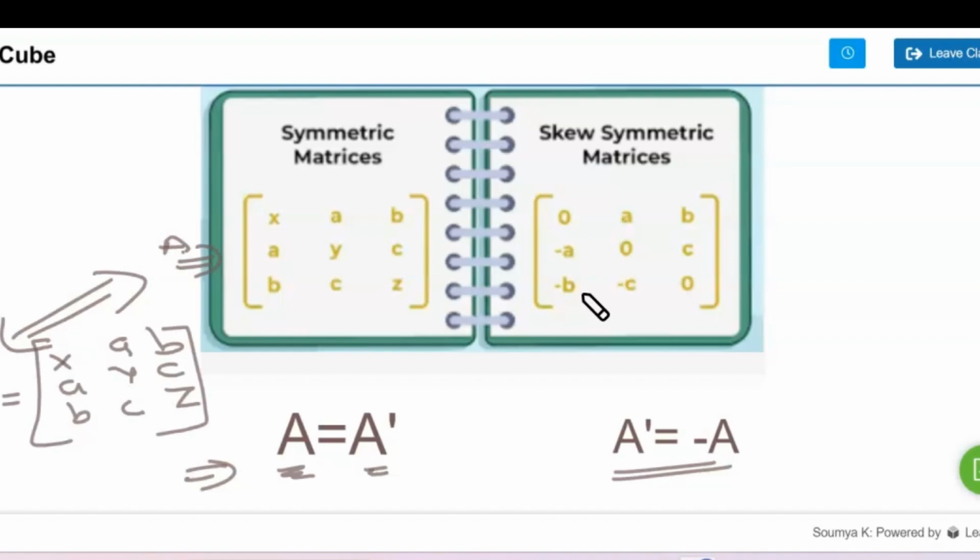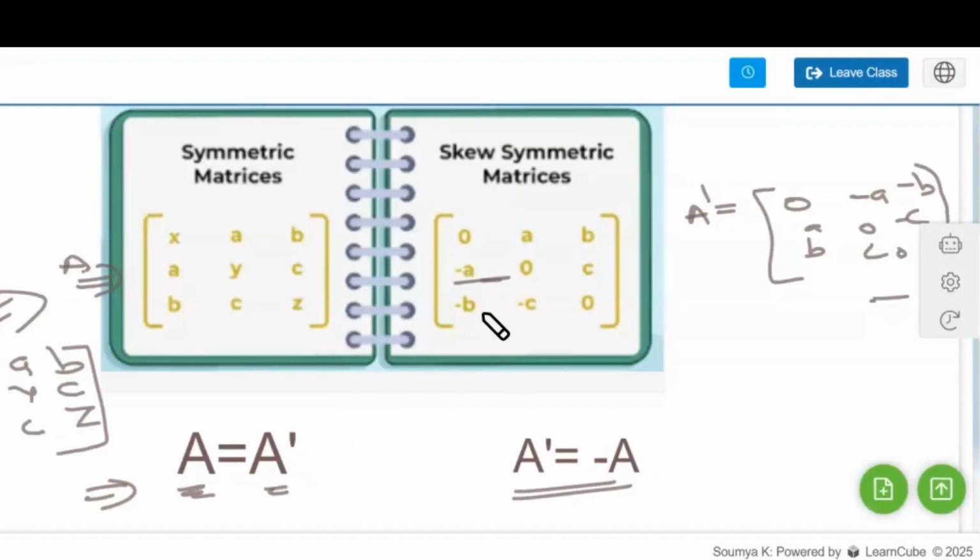That means if you find A transpose for this one, it will look like 0, A, B; minus A, 0, C; and the third row minus B, minus C and 0. This is your given matrix. In this case, this is A transpose, and now you find out what is minus A. This is your A matrix. Now find minus of A. That means if you multiply by minus 1, what will happen? A negative symbol will come. So the first row will be 0, minus A and minus B; A, 0, minus C; B, C and 0. Wherever a negative is there, that negative will be removed because of that minus 1 multiplication.